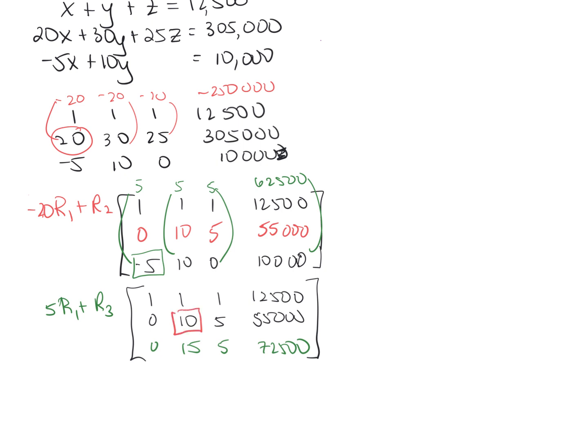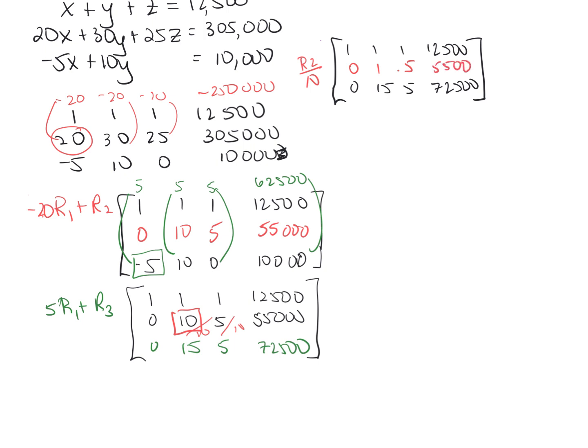Next up, we want the 10 to be a 1. So I'm going to take row 2 and divide by 10. Row 1, 1, 1, 1, 12,500. Row 3, 0, 15, 5, 72,500. Row 2, 0, 1, I'm going to divide by 10. 5 divided by 10 is a half. If you want, you can put 0.5, or you can put a half. And then 55,000 becomes 5,500 when you divide by 10. So fun.